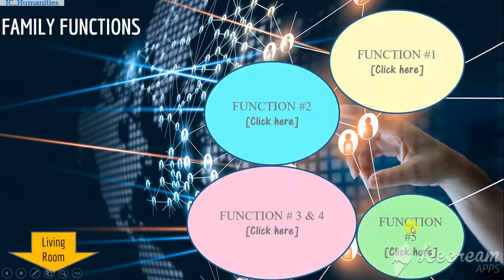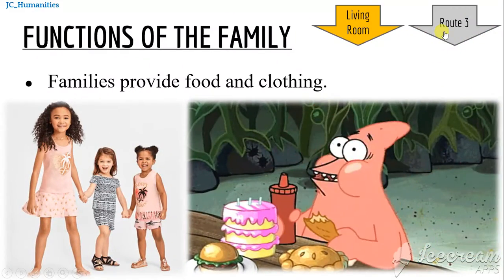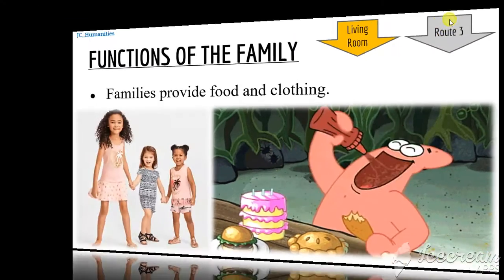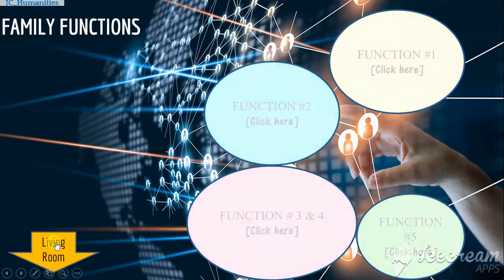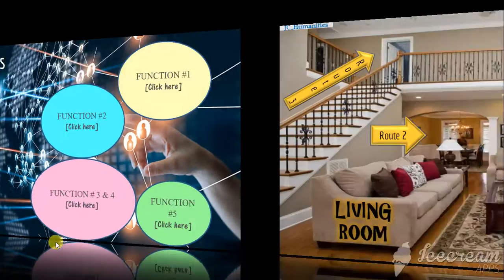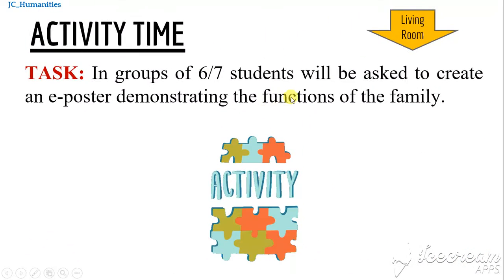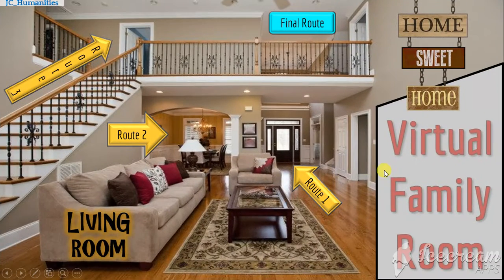the last function you click on it, and then you can go back to the route or to the living room, but let's go back to the route, and you can still have the option of going to the living room, and you'd have covered all the objectives for the lesson. The final route is just the activity. I'm not sure if you're going to still do this, but this is the activity aspect, and then you go back to the living room, and that's it.